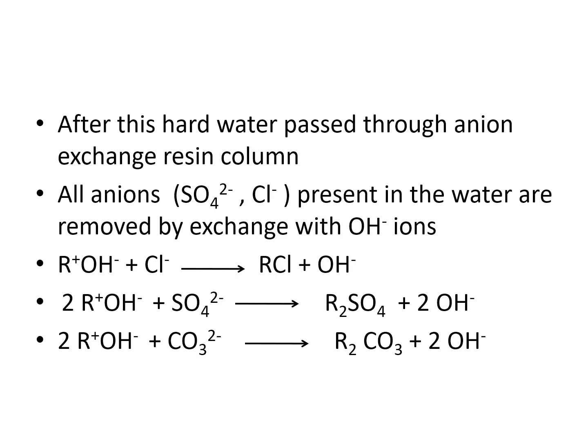Then after that, hard water passes through the anionic exchange column using a pump. All the anions, that is sulfate and chloride, present in hard water are removed by exchange with OH- ions. What will be the exchange reaction? We have ROH-, that is our anionic exchange resin, which exchanges with chloride present in hard water and forms RCl, and these OH- ions release into water. Similarly, hard water contains sulfate SO4 2-, which exchanges with ROH- and forms R2SO4 and releases 2 OH- into water. These are the exchange reactions.